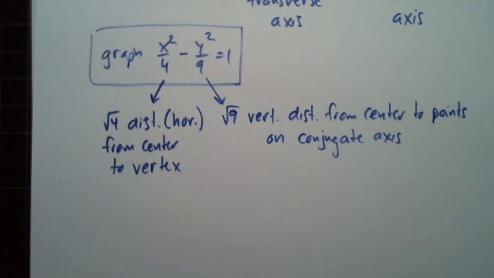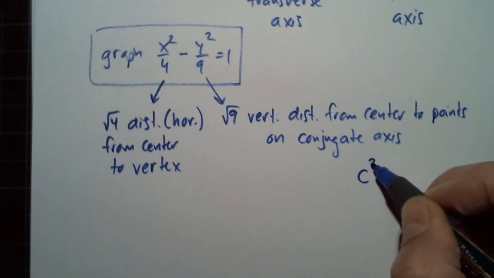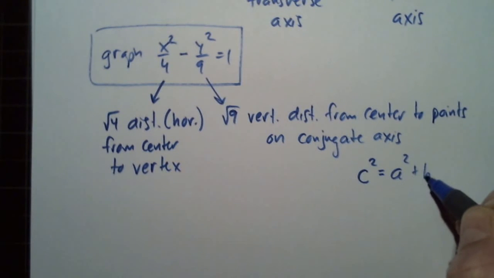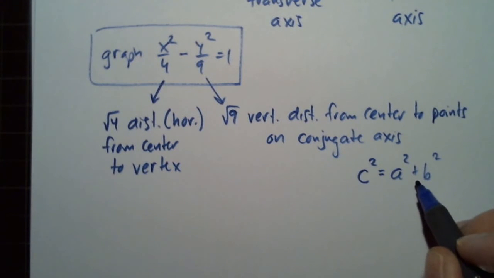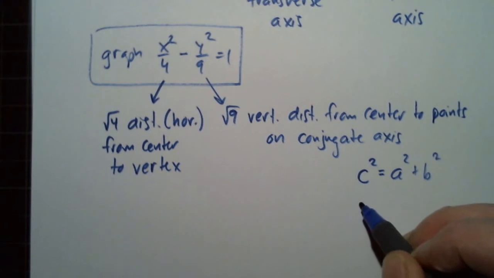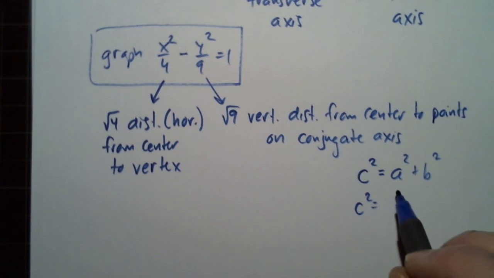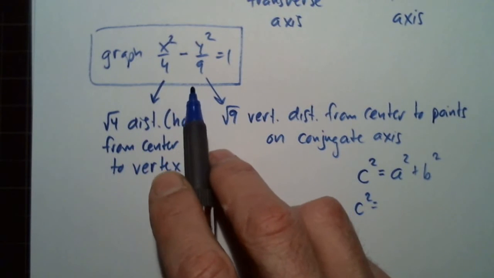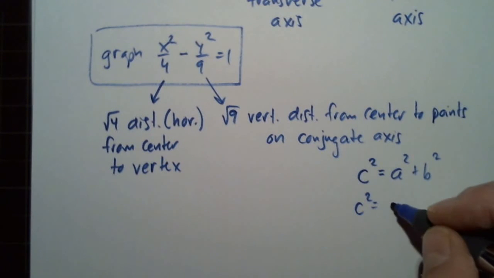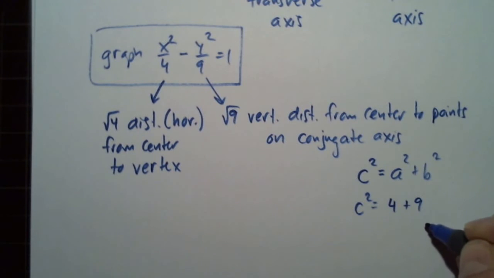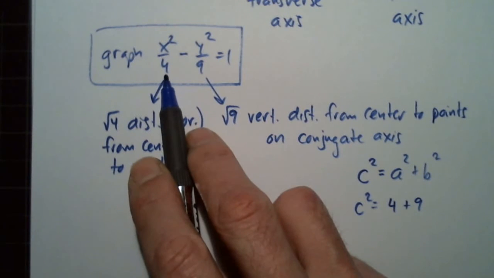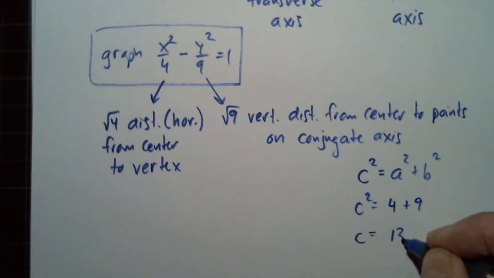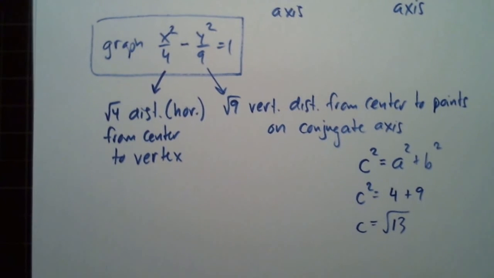So there are some new words here, but it's really simple. Here's what it looks like. Oh, we also have c squared. The distance to the foci is a squared plus b squared. With an ellipse, that was a minus. So now we have a plus. And in this case, it doesn't matter which one is a or b because we're adding, so the order doesn't matter. This is a squared, and that's b squared. That'll be 13, so c is radical 13.